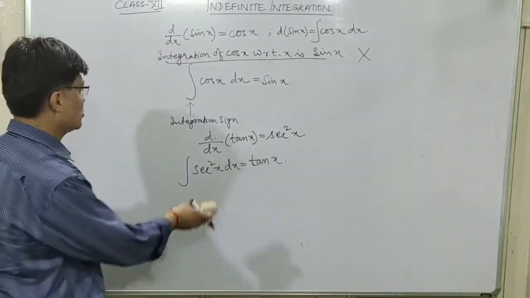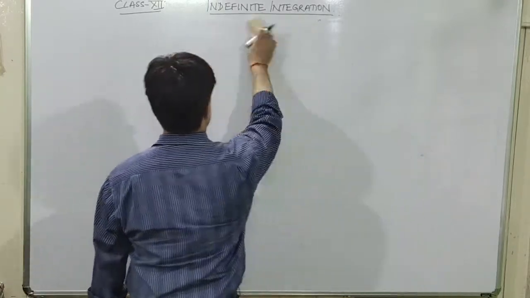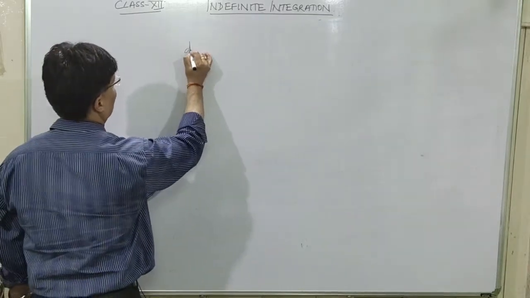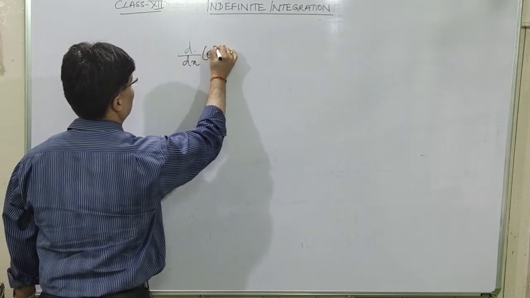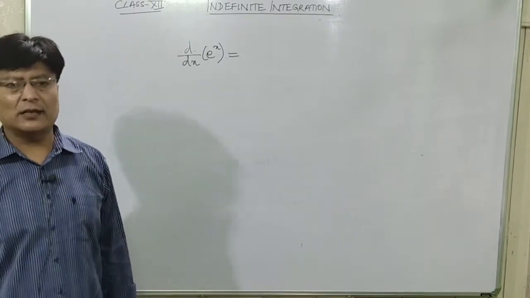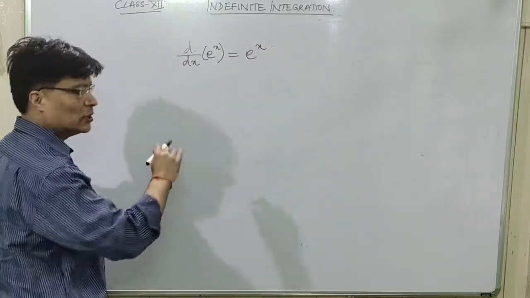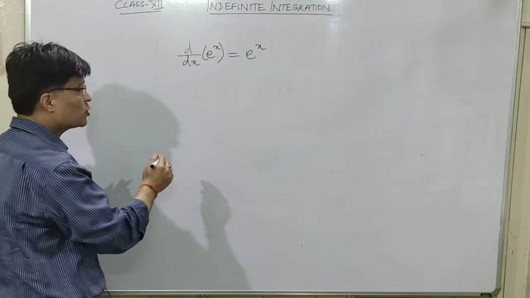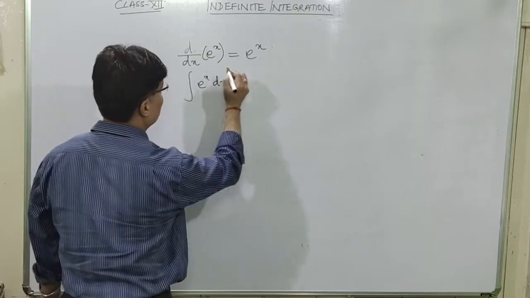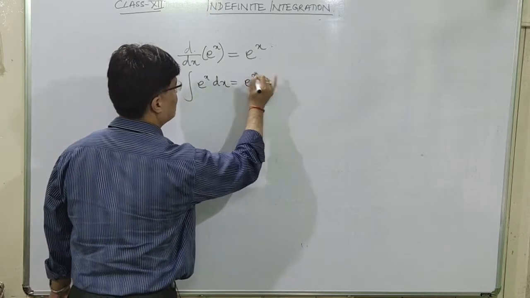You understand, right? So I think you have understood it. So I'll show you some examples. So next example, let us take it from the differentiation again. d by dx of e to the power x is equal to what? This is an exponential function. What is d by dx of e to the power x? It is e to the power x. So how will you write it in the reverse way? That is integration of e to the power x dx is equal to e to the power x.